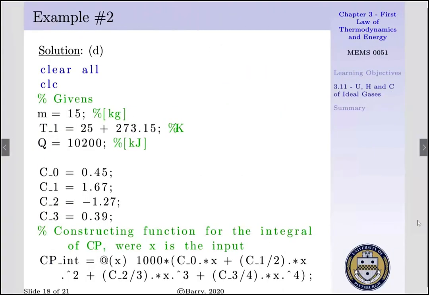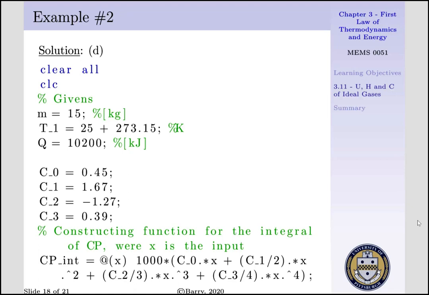Last but not least, part D is where we want to use the integral average. Once again, we are going to repeat our givens, our C0 through C3 values, as well as now a function for the integral of CP. We define CP int as the integral of CP. That is, it is still a function of x, but now we are going to integrate it with respect to temperature. And to do that, recall CP was a function of theta, so we have to convert from theta to temperature.